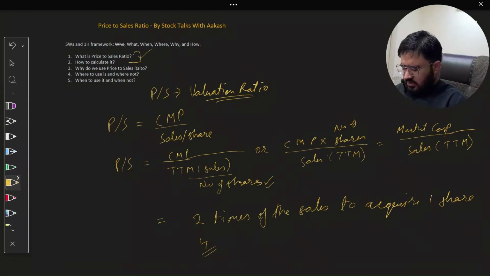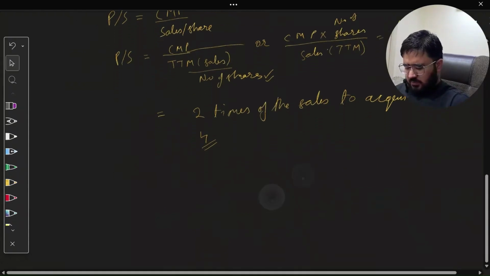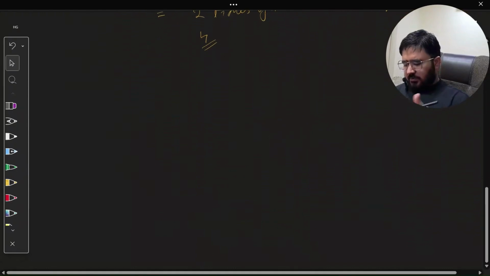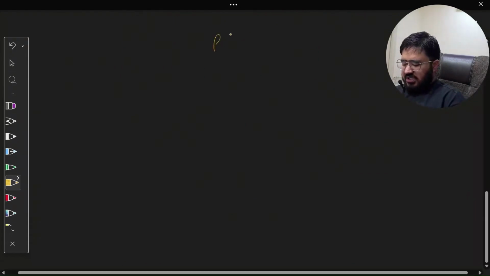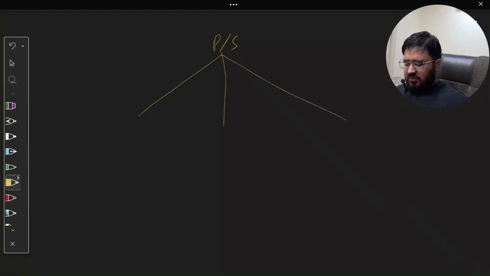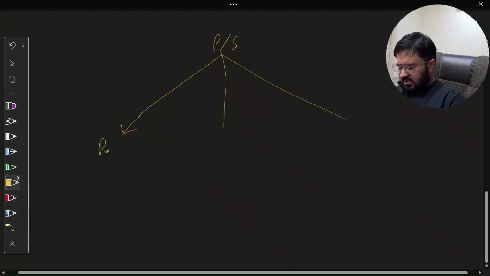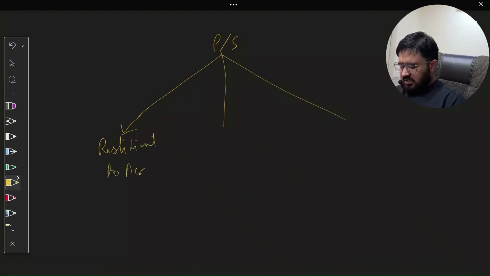Now, why do we use price to sales ratio? There are many reasons. We'll focus on 3. First is that it is resilient to accounting gimmicks.